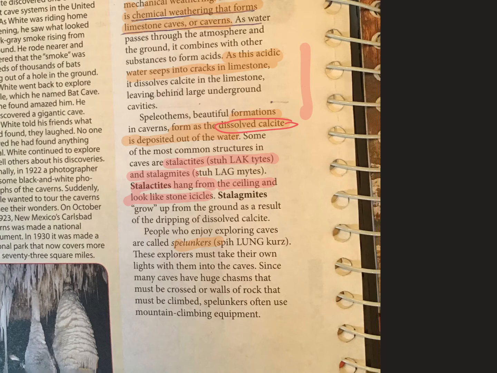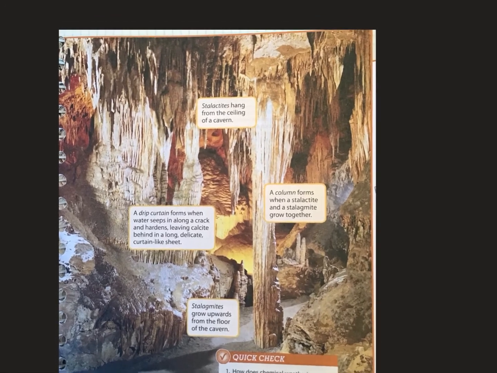Stalagmites, with a G, grow up from the ground. I always think about the G going with ground because they grow up from the ground as a result of that calcite dripping from the ceiling. It comes down to the ground, and then it accumulates up and builds the stalagmites. Now, let's go to the next page. All right, so here are some pictures of some stalactites. They hang tight from the ceiling, right? Stalagmites come up from the ground. That's how I always remember the two.